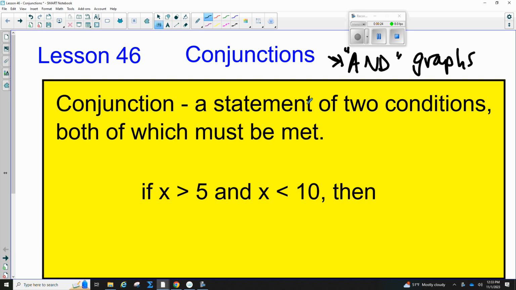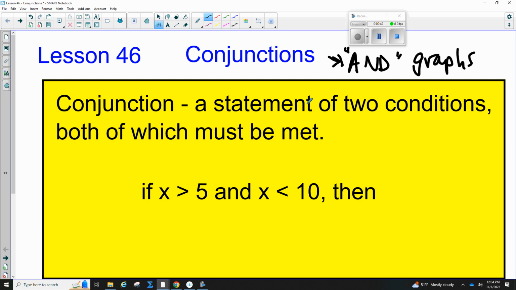X is greater than 5 and X is less than 10, okay, at the same time. X has to be greater than 5 and less than 10, which means it's in between 5 and 10, because it has to be greater than 5 and less than 10, okay? So it's some number in between 5 and 10.